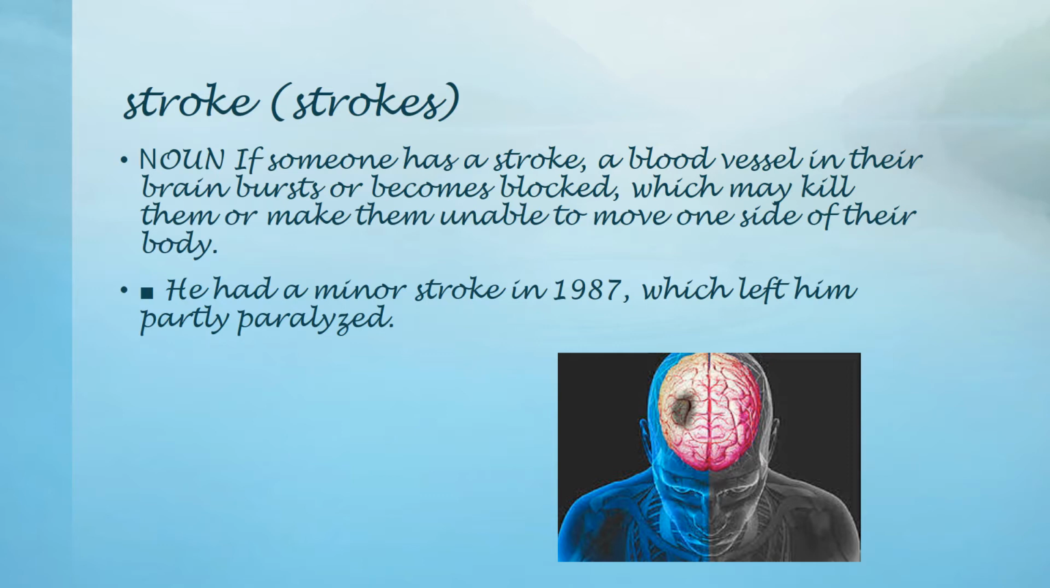Stroke. Its plural is strokes. It is a noun. If someone has a stroke, a blood vessel in the brain bursts or becomes blocked, which may kill them or make them unable to move one side of the body. For example, he had a minor stroke in 1987, which left him partly paralyzed. Paralyzed means unable to move.